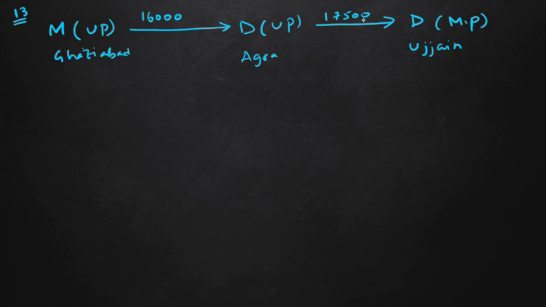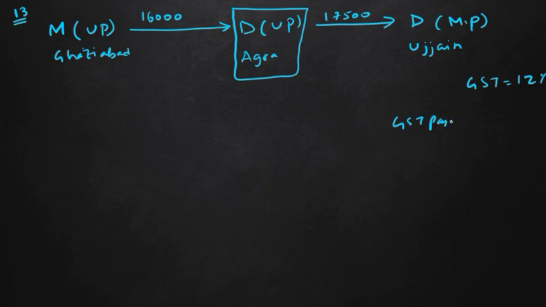Now the question was the rate of GST. The GST rate was 12%. Now we have to calculate the net GST payable at Agra, that is, how much this dealer will pay as GST. So what was the formula for GST payable? GST payable was output minus ITC, and this ITC is the input tax credit, which is utilized from the input CGST or input SGST. So which one will be the output and which one will be the input?